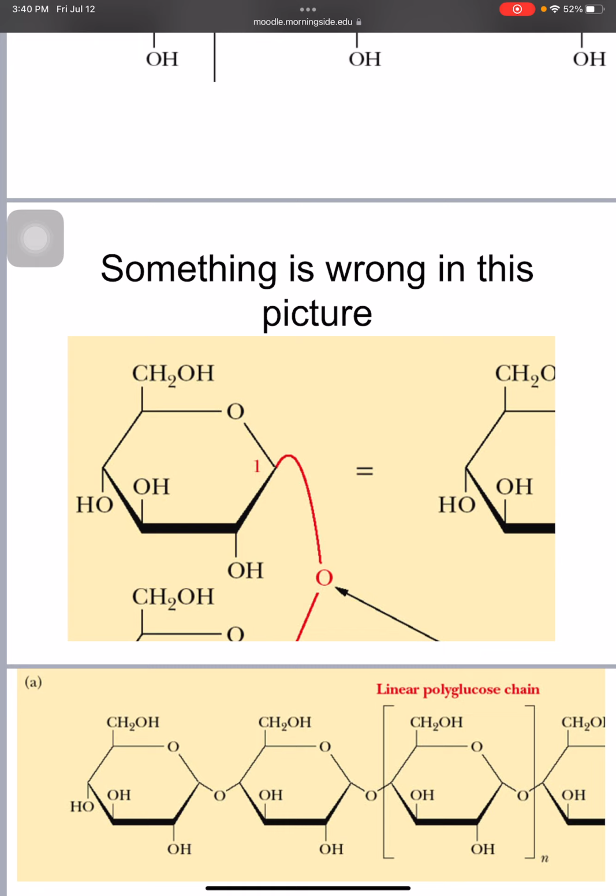Where it goes sideways is in the second picture, where it shows the side by side. Right? Now, in order to show it side by side, they actually had to take the second monosaccharide and sort of flip it upside down. So you'll notice it looks kind of upside down relative to the other one.